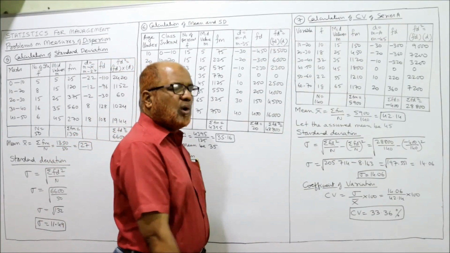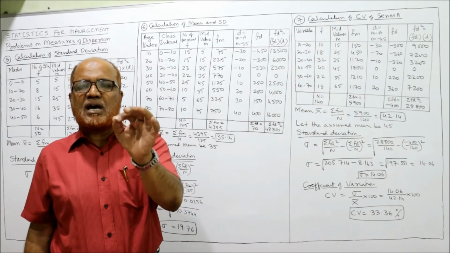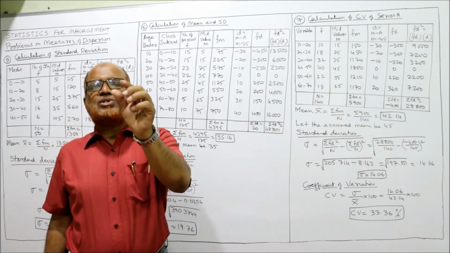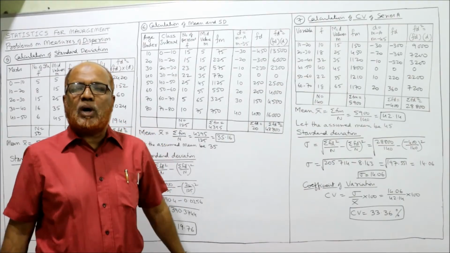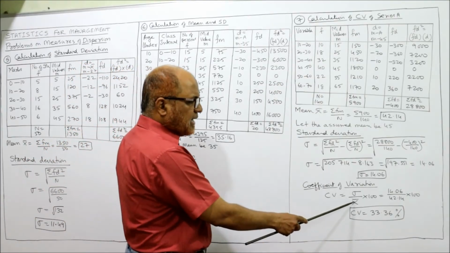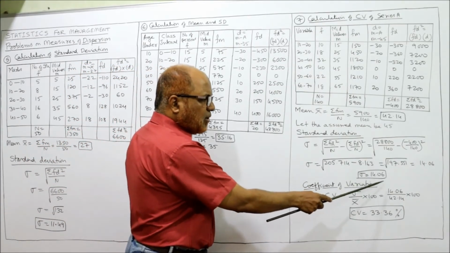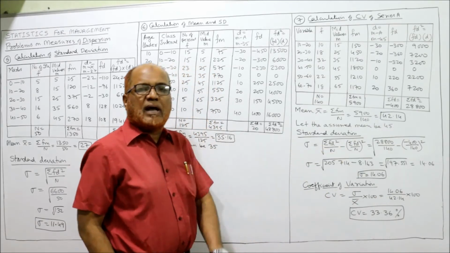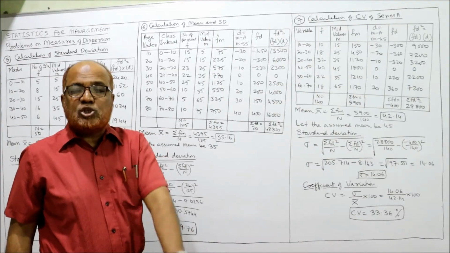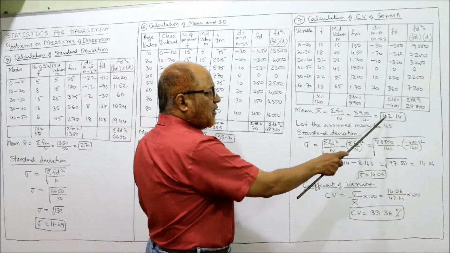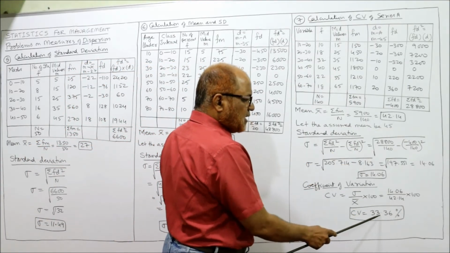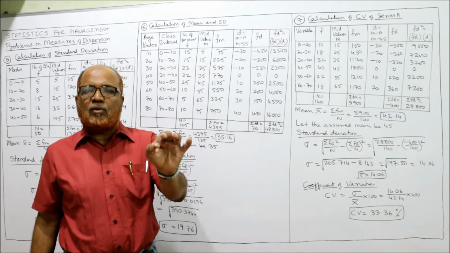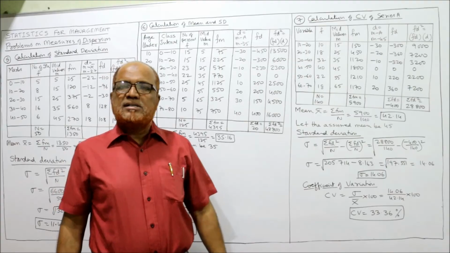Now we calculate the coefficient of variation. First time we are applying the formula for CV. Coefficient of variation is equal to standard deviation by mean into 100, sigma by x bar into 100. Sigma we got 14.06. Mean 42.14, actual mean, not assumed mean. Actual mean 42.14 into 100. 33.36%. This is the CV for series A.